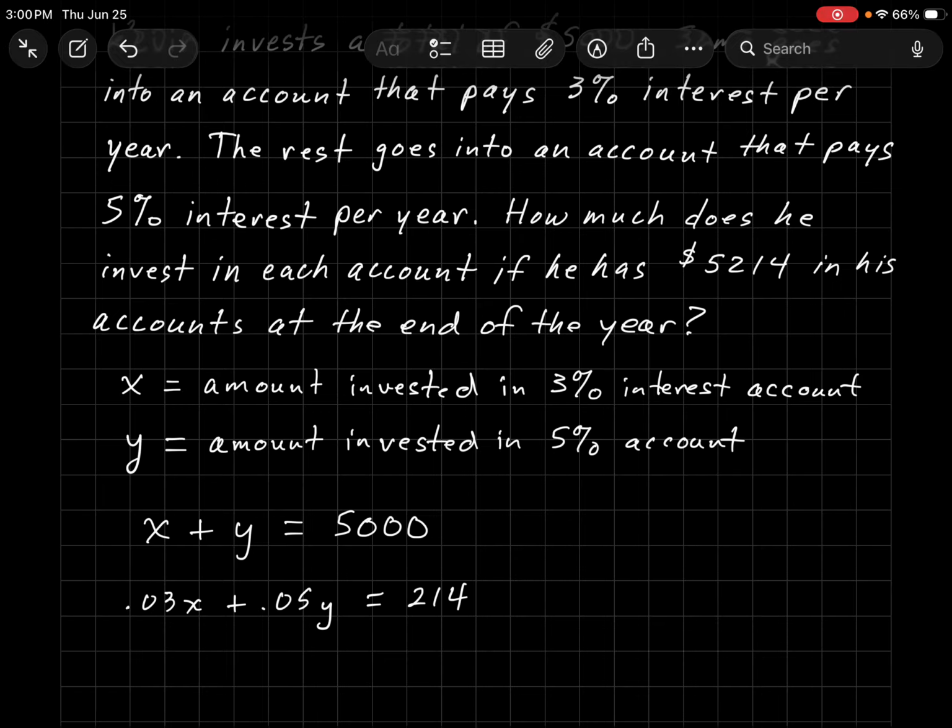Does that second equation make sense to you? Here's what I'm saying. I earned 3% interest on one of the accounts, so I got some interest from it. Kevin earned 5% interest on the other account and got some interest from that. And the total interest that he got was $214. So if you can agree with these two equations, then we can simply solve them.